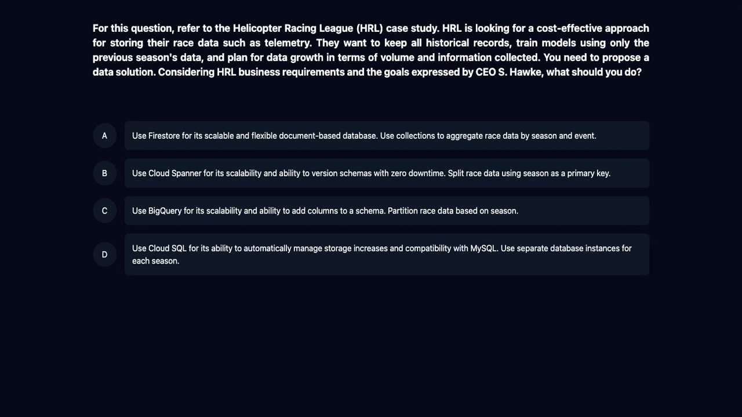Option A. Use Firestore for its scalable and flexible document-based database. Use collections to aggregate race data by season and event. Option B. Use Cloud Spanner for its scalability and ability to version schemas with zero downtime. Split race data using season as a primary key. Option C. Use BigQuery for its scalability and ability to add columns to a schema. Partition race data based on season. Option D. Use Cloud SQL for its ability to automatically manage storage increases and compatibility with MySQL. Use separate database instances for each season.